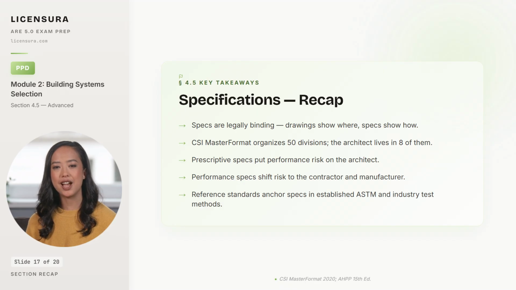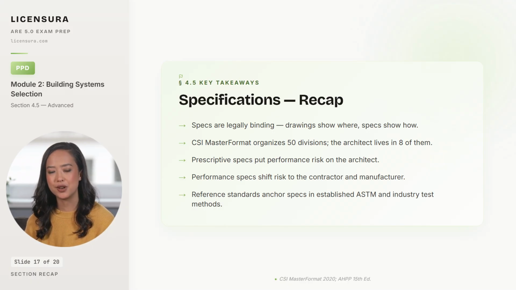Specifications are legally binding contract documents. Drawings show quantity and location. Specifications carry the quality, performance, and workmanship requirements the contractor is bound to deliver. The CSI MasterFormat organizes the entire specification into 50 numbered divisions, and the architect lives in roughly 8 of them on most projects: procurement, general requirements, concrete, metals, thermal and moisture, openings, finishes, and HVAC.